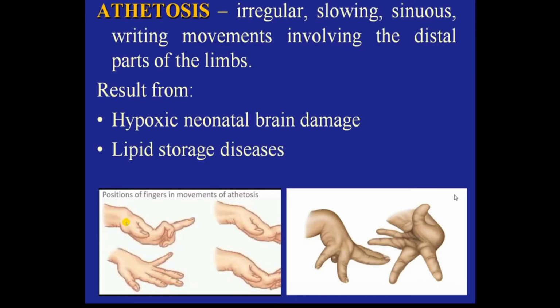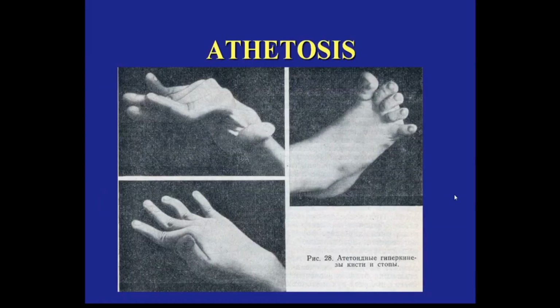The next type of hyperkinesis is athetosis: irregular, slow, sinuous, writhing movements involving the distal parts of the limbs. It can result from hypoxic neonatal brain damage or lipid storage diseases, sometimes other diseases. This is the picture of athetosis of hand and foot.